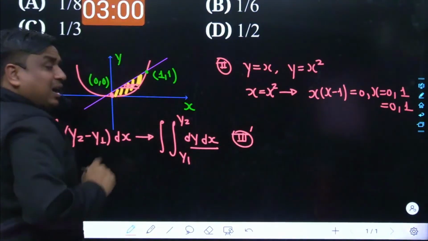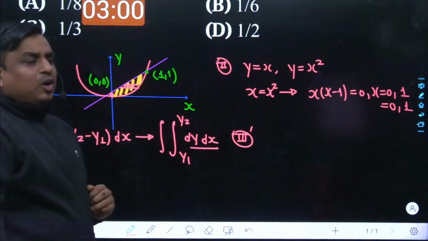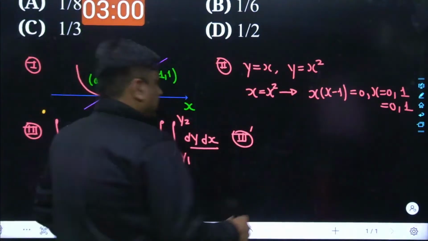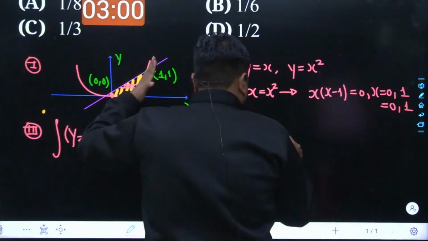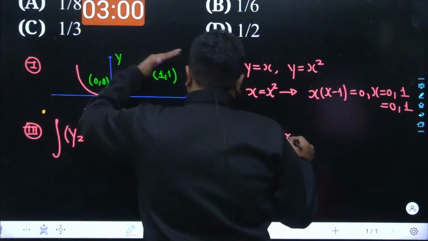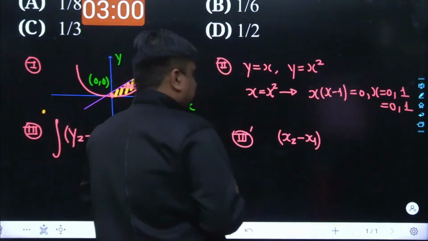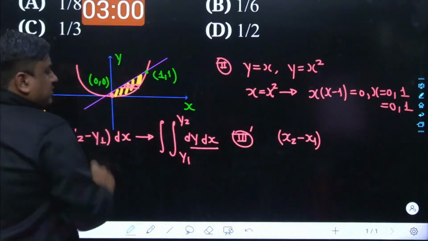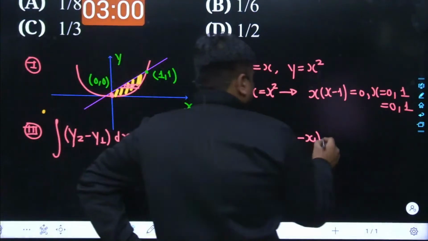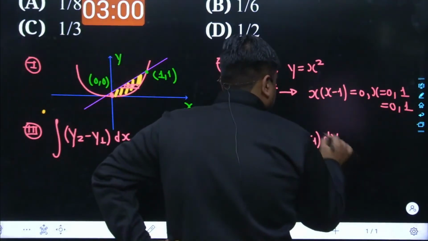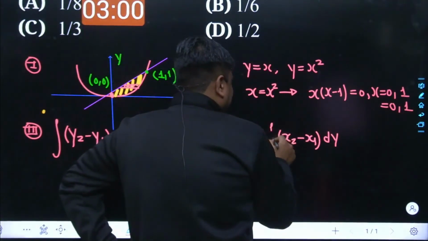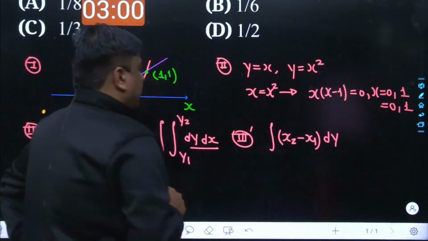Virtually speaking, earlier the height was variable and now the width is variable. Let's take x2 and x1, which are supposed to be functions of y. This is the width of this strip. What about the height? The height is infinitely small, and that comes as dy. Once you integrate it, you will get the complete area.